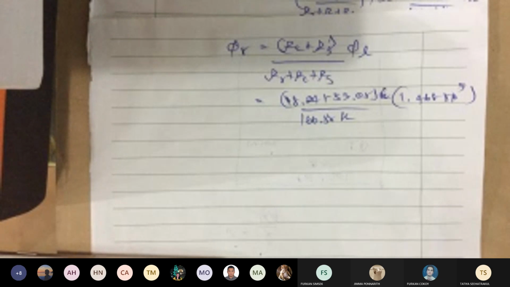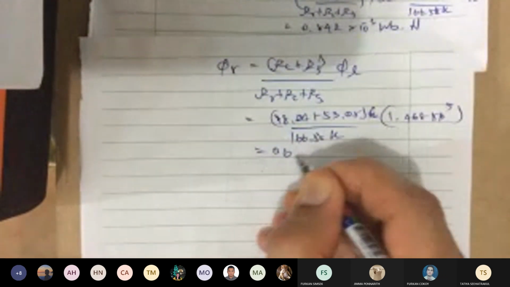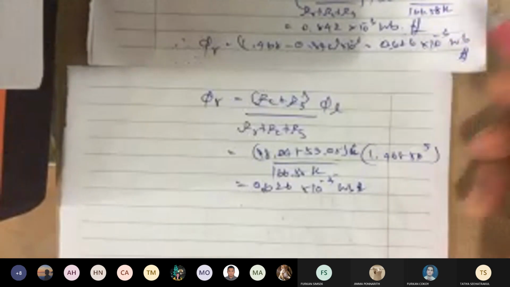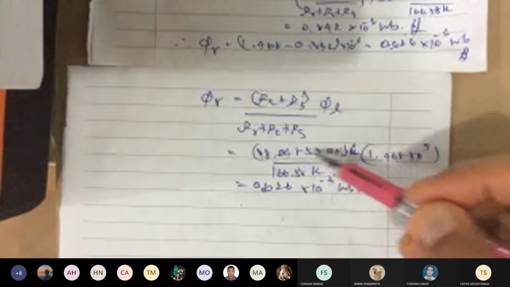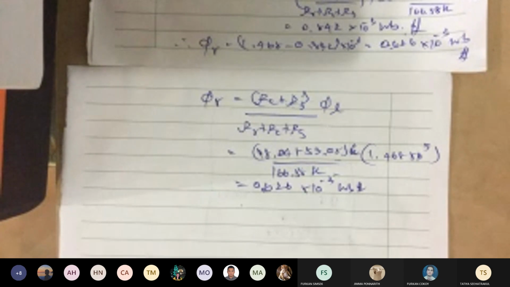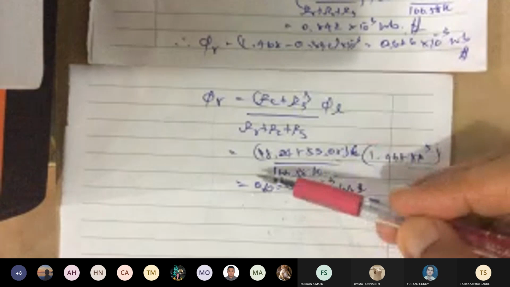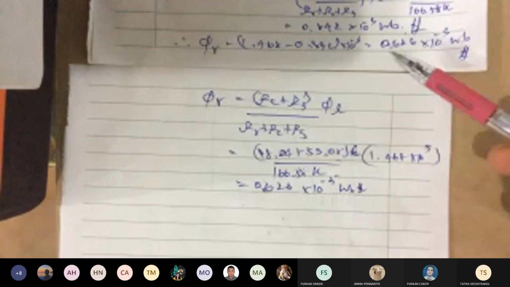18.04 plus 53.05 divided by 166.58 times 1.468. Yeah, so it's the same, 0.626 milliweber. See, so it must match that number. You can do it there, but here's kind of like more calculations. I'll double check on the numbers, and if it's not like what I have here, I'll let you know next time.